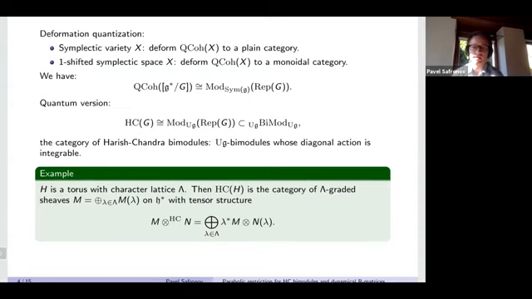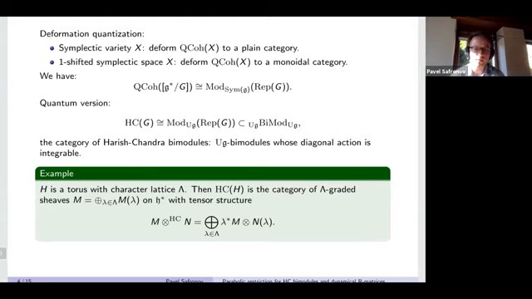Okay, let me give an easy example, which will be relevant for dynamical R-matrices, which is the case that the group is abelian. So you just have a torus. Let's say H is a torus, with some character lattice lambda. Then this category of Harish-Chandra bimodules is just going to be the category of lambda-graded sheaves on the Lie algebra dual, as a plain category. So as a plain category, it's the same as the classical one. The tensor product is slightly different.